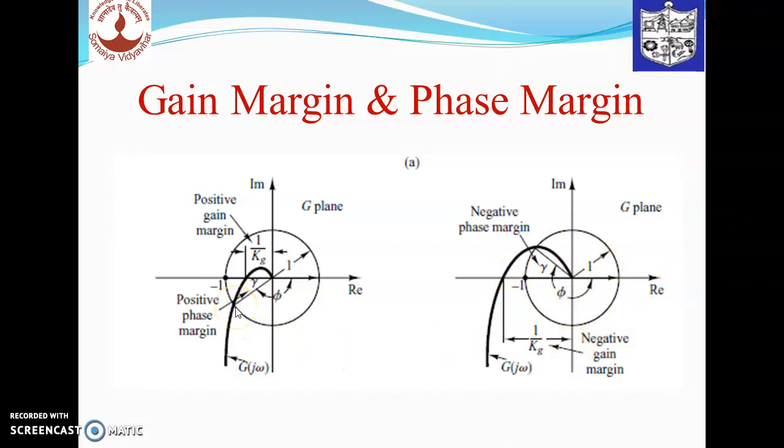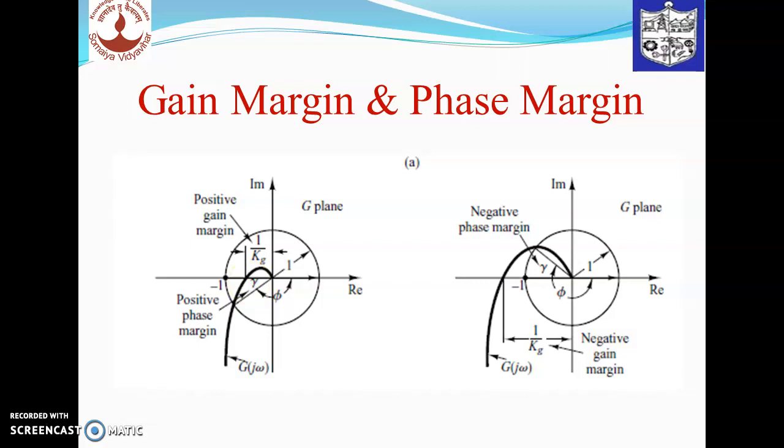You take the point where the plot touches the unit circle, that is your gain crossover frequency, and draw a vector from 0 to that point, and the angle phi is the angle of G(j omega) at the gain crossover frequency. 180 plus that angle is your phase margin. So 180 plus that angle will be a positive angle, which is this, that is your phase margin.